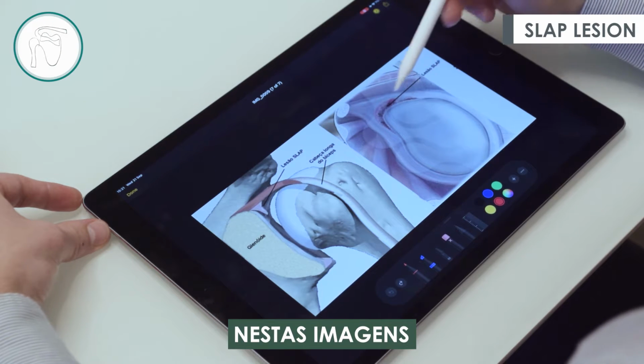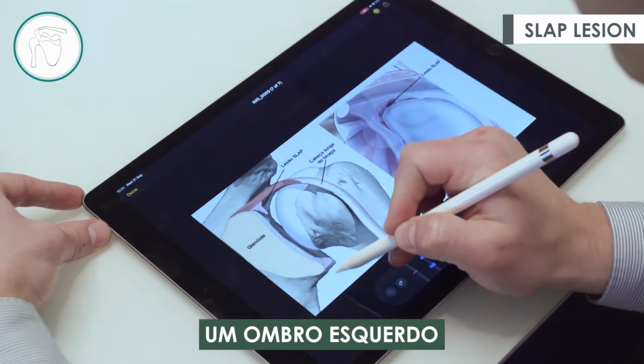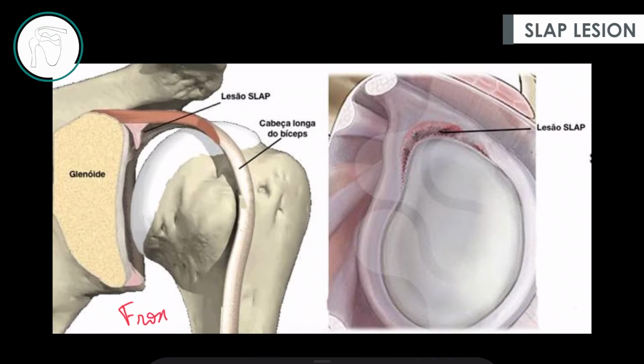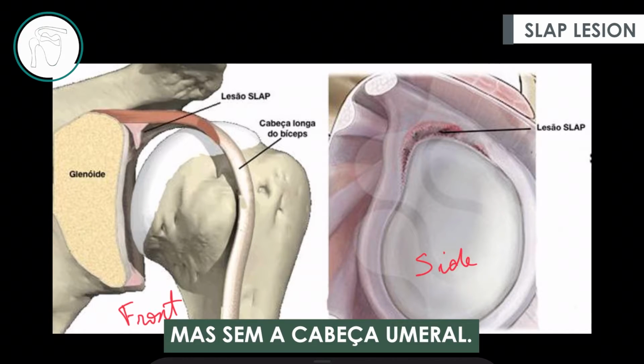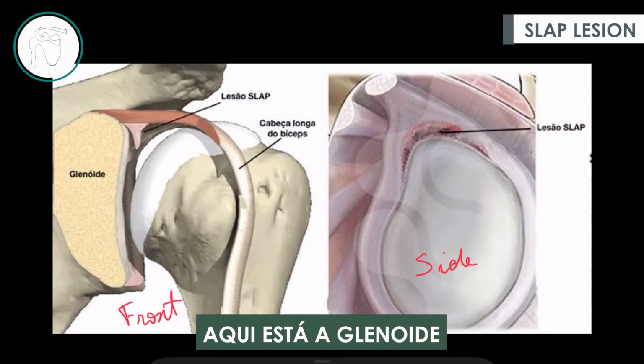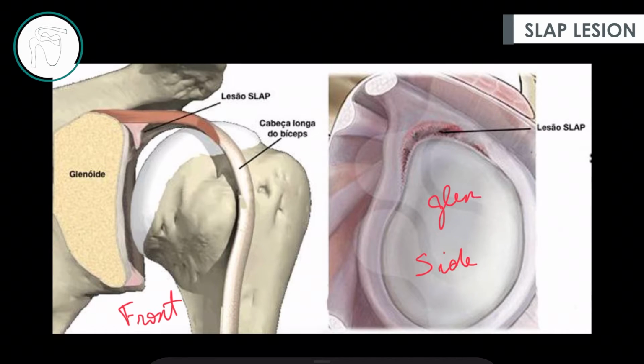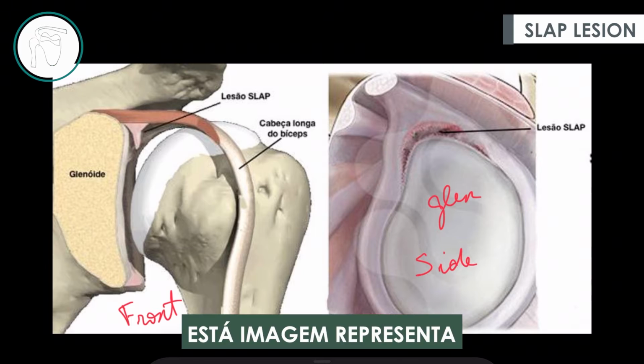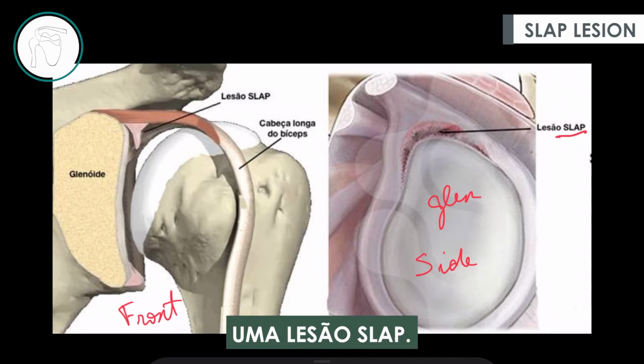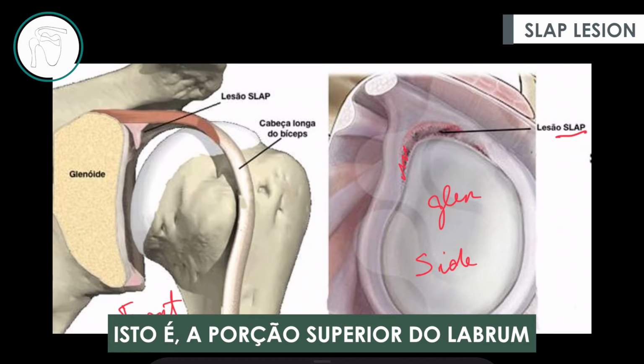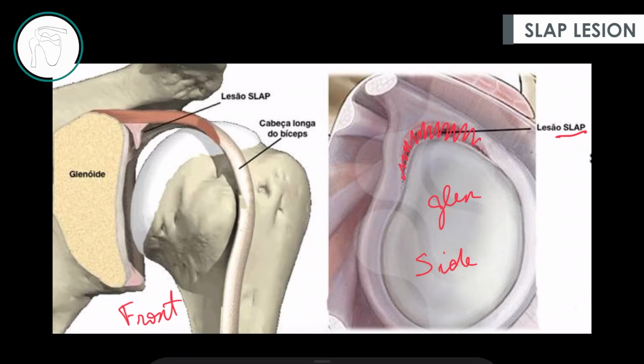So in these images, we see a left shoulder from a front view and here from a side view, but having the humeral head removed. So this is the glenoid, and around the glenoid we see the labrum. This image represents a SLAP lesion. That's when the upper part of the labrum is detached from the glenoid.